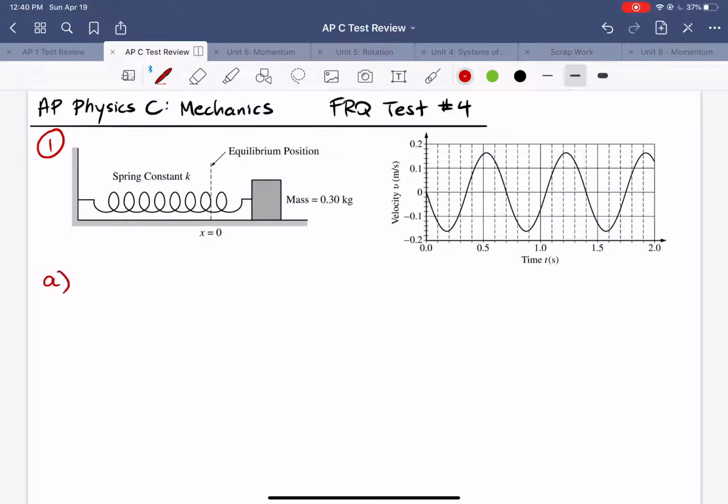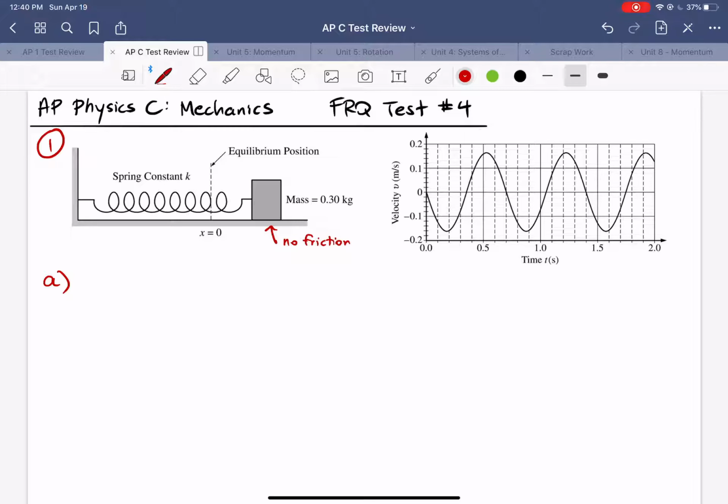So for the first question, we're looking at a mass spring system. Given this little diagram of the system, we have a mass of 0.3 kilograms on a horizontal spring. I believe we're told that the surface here is frictionless, so we have no friction to consider between the block and the table, the horizontal surface. And we're given this graph of velocity as a function of time. We're told that this block is displaced to the right and then released from rest at time t equals 0.